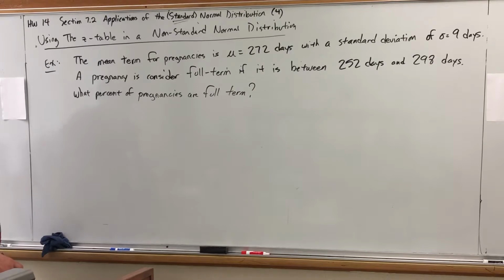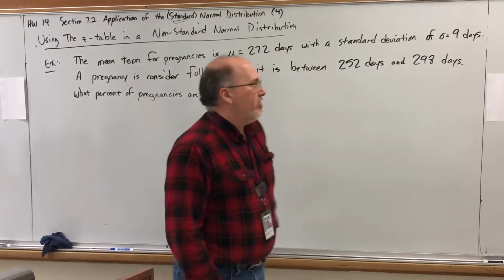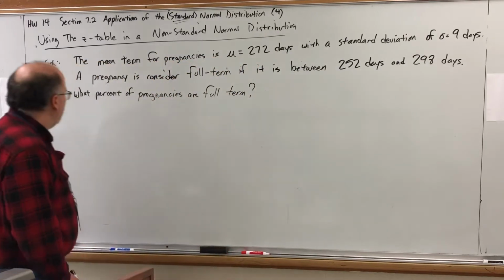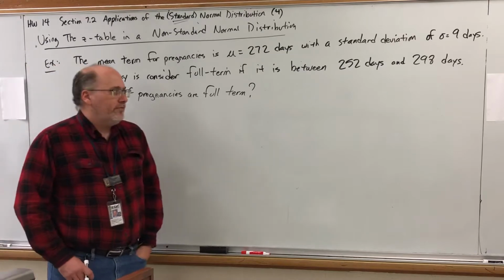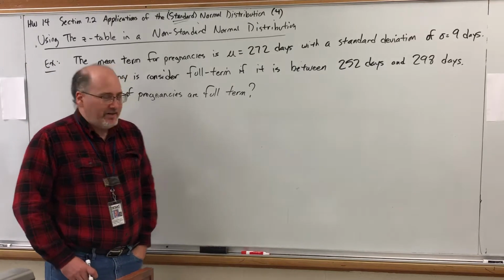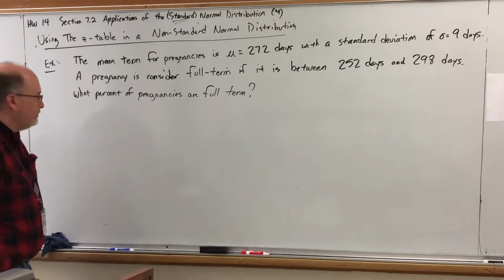We're staying in the same context as the previous videos, where we have the pregnancy terms being normally distributed with a mean of 272 days and a standard deviation of 9 days. And a pregnancy is considered full term if it's between 252 days and 298 days. And the question is simply, what percent of pregnancies are full term?